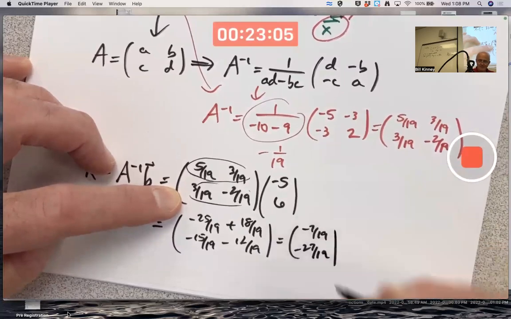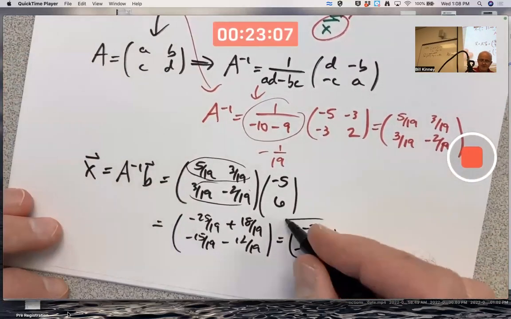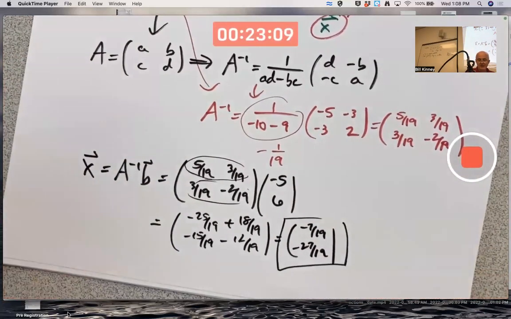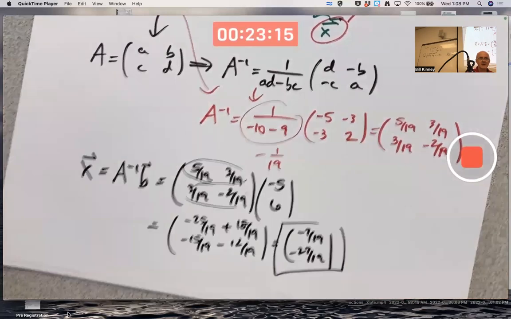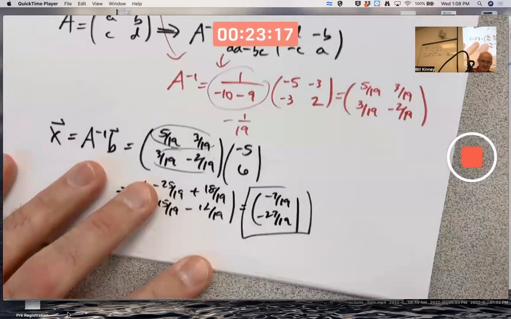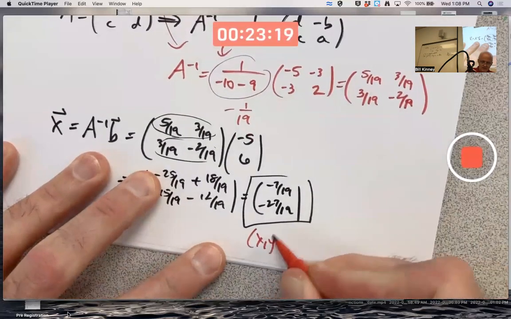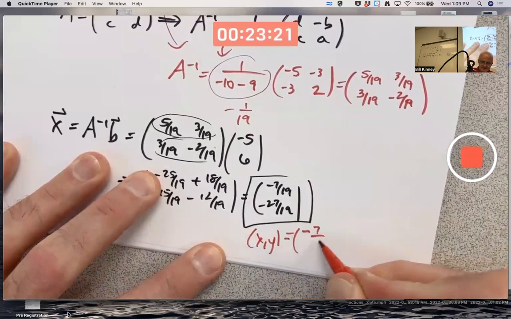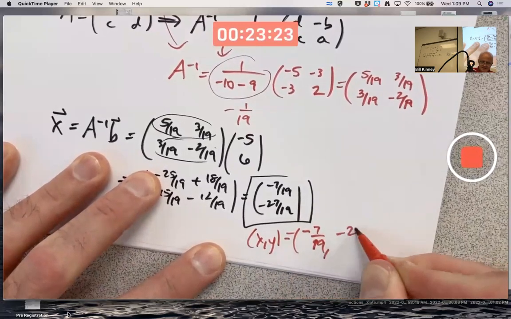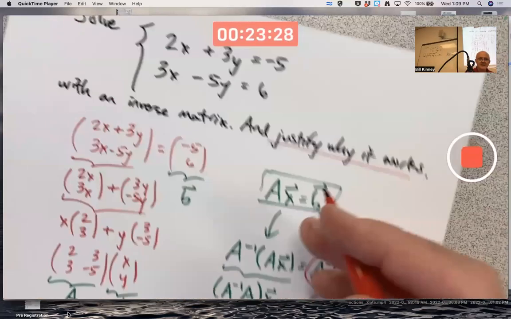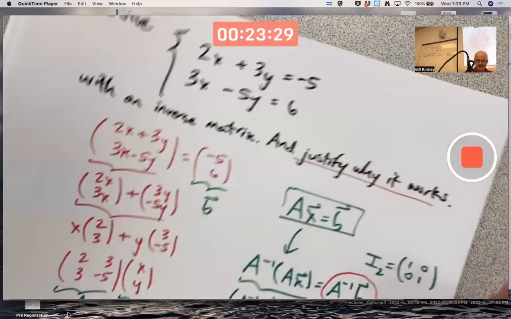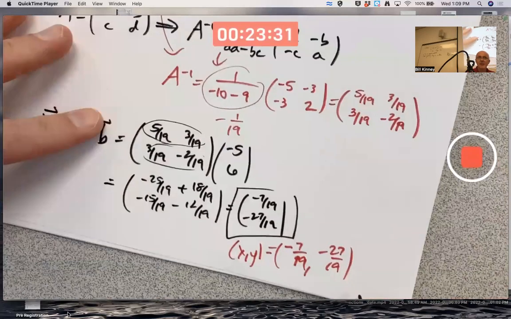Look right? There's the answer. Those are the values of X and Y. I mean, if you wanted to just say X is -7/19 and Y is -27/19, that's fine too. You could also write the answer as a point. X, Y equals -7/19, -27/19. You could graph it. You could graph these two lines. You could see that they intersect at this point.